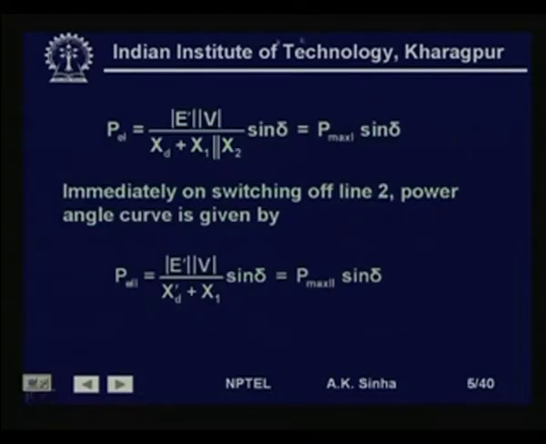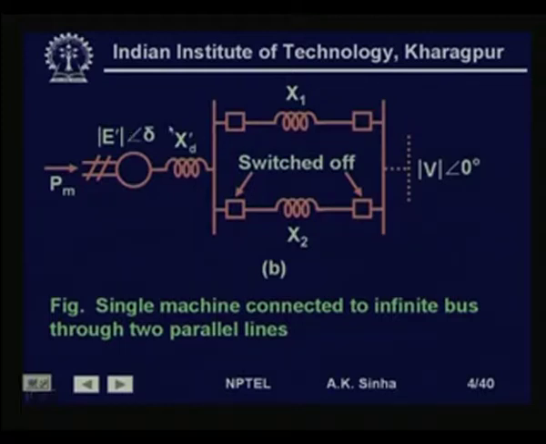Now, in this system, the power flow when both the lines are working will be given by the voltage E dash into V divided by the total reactance which is between these two voltage sources, into sine of delta, the angle between these two voltage sources. This is 0 and this is delta. So, the angle difference is delta.